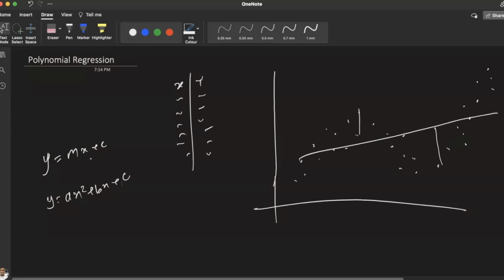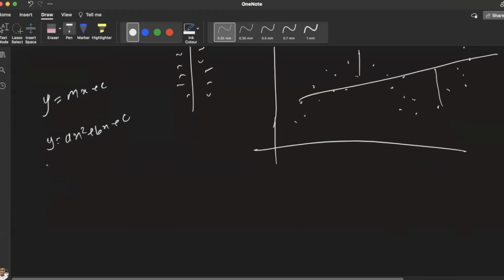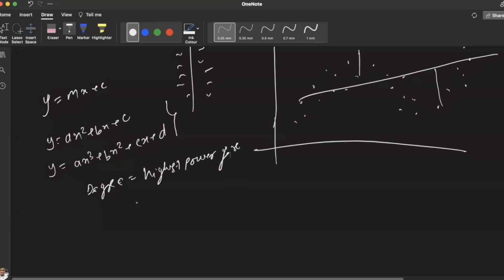Since the degree is 1, we call it linear because it is a linear relationship between x and y. Here we do not have a linear relationship, we have a quadratic relationship. Similarly, I can also have some other equation, for example ax cube plus bx square plus cx plus d, right? These are nothing but different types of polynomial regression. We can call it polynomial regression with degree 2, or polynomial regression with degree 3, right? Degree is nothing but the highest power of x.